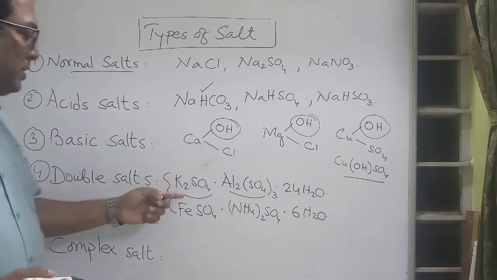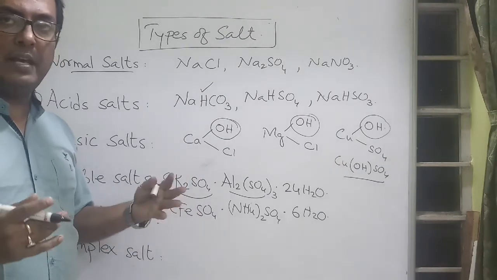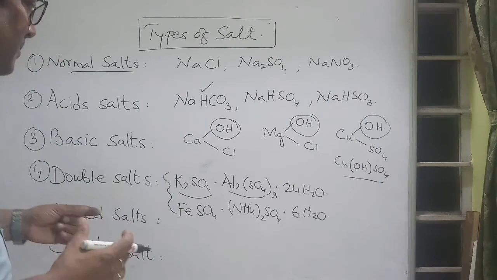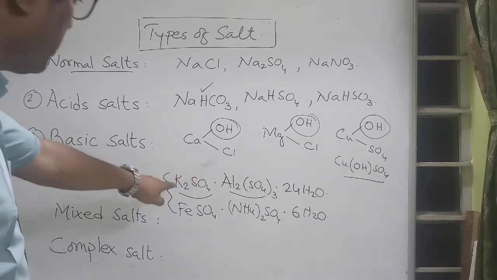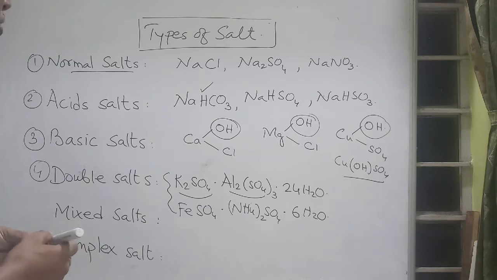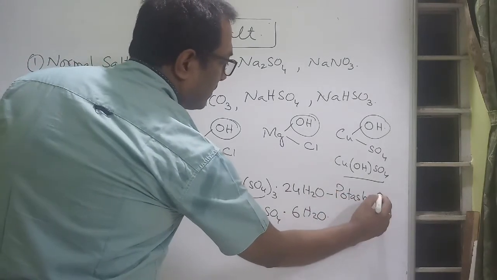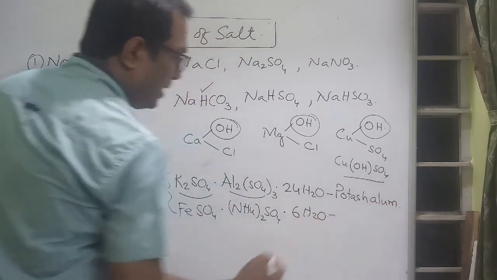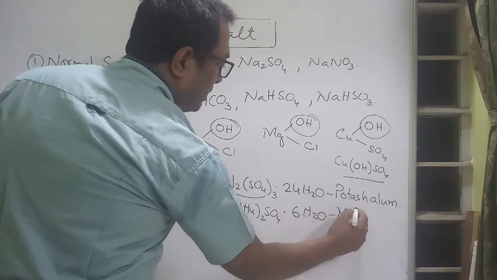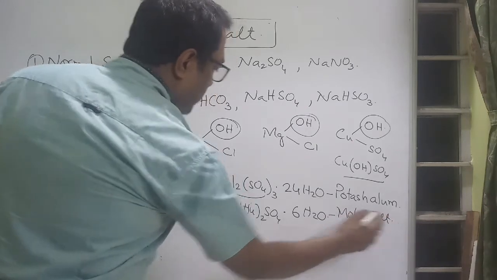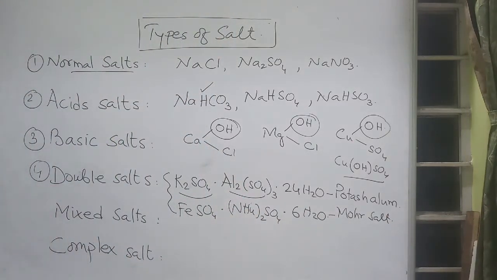The double salt would have two salts attached together with water molecules. So potassium sulfate with aluminium sulfate, two salts added together with the water of crystallization, is what we call potash alum. And ferrous sulfate with ammonium sulfate with 6 molecules of water is what we call Mohr's salt. So these types of salts are called double salts. So get it clear once more.